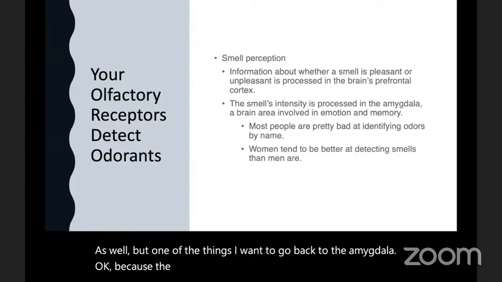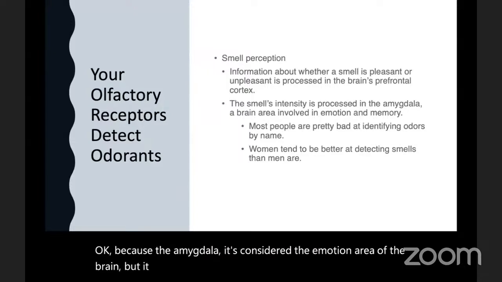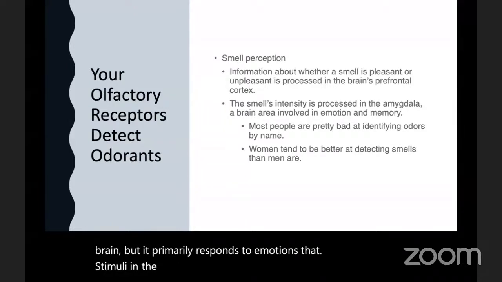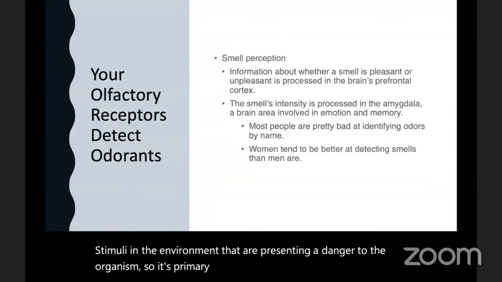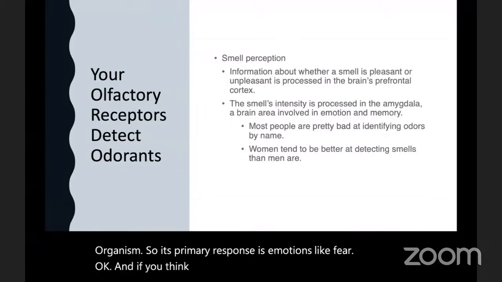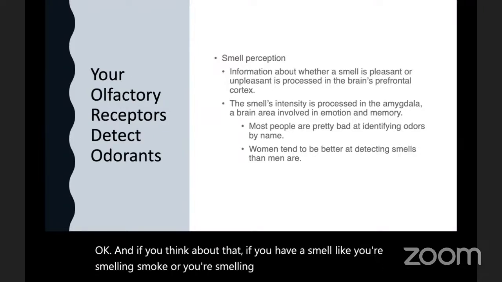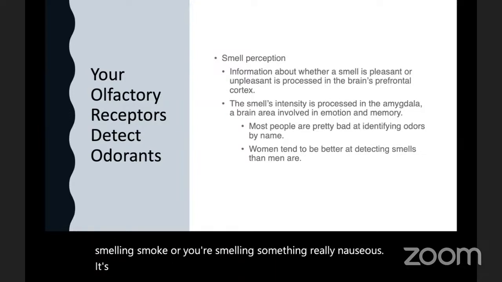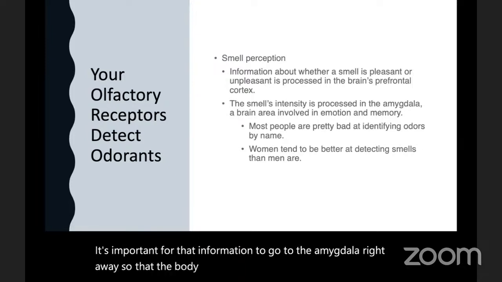Because the amygdala is considered the emotion area of the brain, but it primarily responds to emotions that come from stimuli in the environment that are presenting a danger to the organism. So its primary response is emotions like fear, okay? And if you think about that, if you're smelling smoke, or you're smelling something really nauseous, it's important for that information to go to the amygdala right away so that the body will respond to it very quickly.